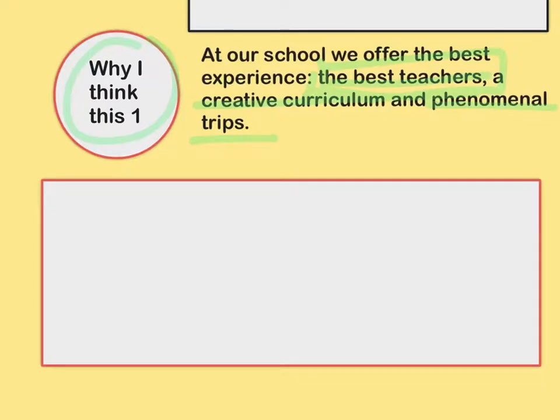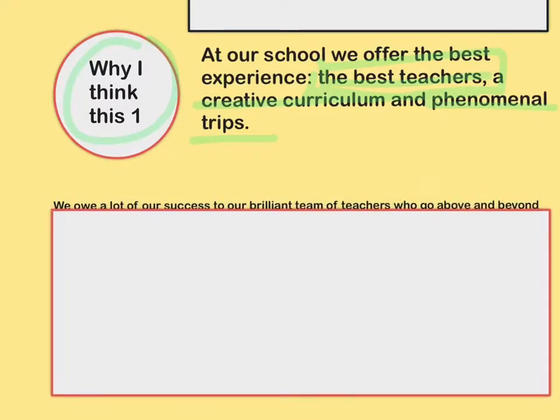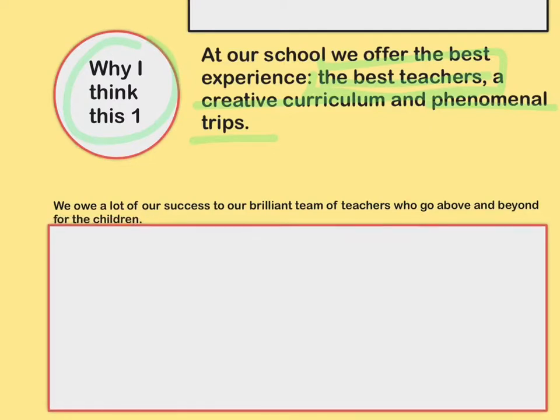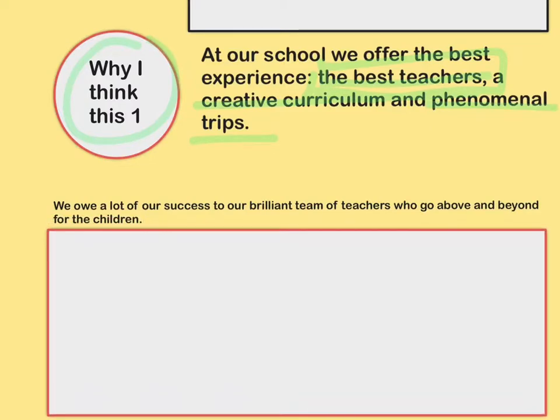Let's have a look at what we can list here that you can use later. There you go. We owe a lot of our success to our brilliant team of teachers who go above and beyond for our children. That's a nice description of what teachers can do. They go above and beyond for their children. We could start this sentence with, there is no doubt that, to make it more persuasive.